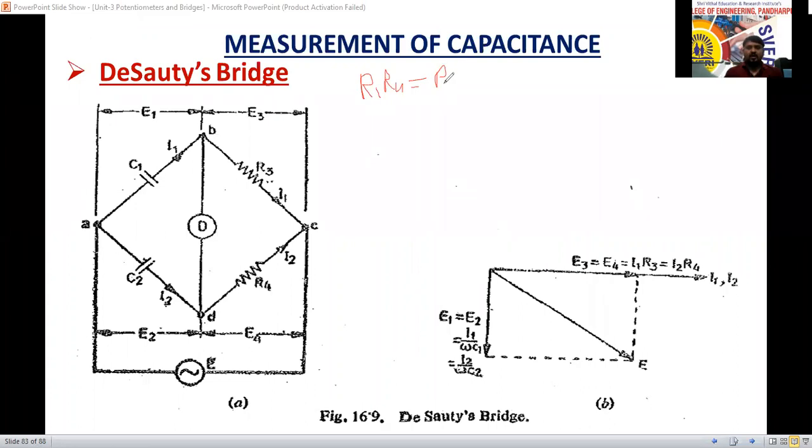Okay. So R1, R4 equal to R2, R3. For the DC bridges, we are going to use this. For the AC bridges, this resistance is replaced by impedance. So in the place of R, we have to write Z1, Z4 equal to Z2, Z3. That's it.